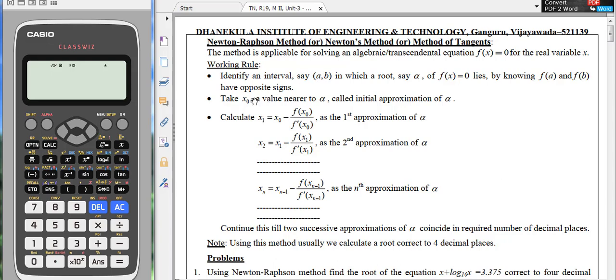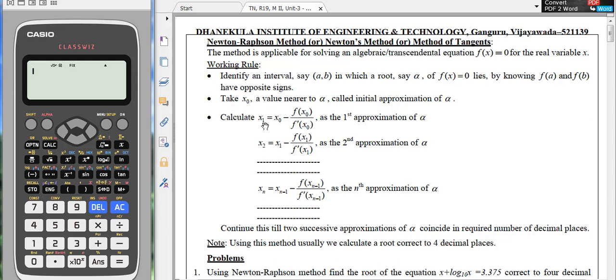So we select the initial approximation as a value nearer to alpha lying in the interval (a, b), and with this initial approximation x naught we go for calculating the first approximation denoted by x1 using the formula x1 = x naught minus f of x naught by f dash of x naught. This is the formula that we need to use in the case of the Newton-Raphson method.